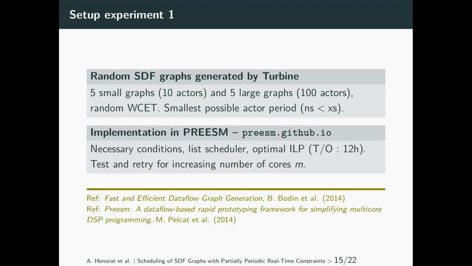We have implemented our contributions in the Prism open source framework. Prism is a research tool dedicated to the synthesis of SDF applications on embedded platforms. We have also implemented an optimal integer linear programming model of our scheduling problem, with a timeout of 12 hours. In this experiment, we test the schedulability on an increasing number of cores until a valid schedule is found. That way, our scheduler finds an upper bound of the number of cores required to execute an application.